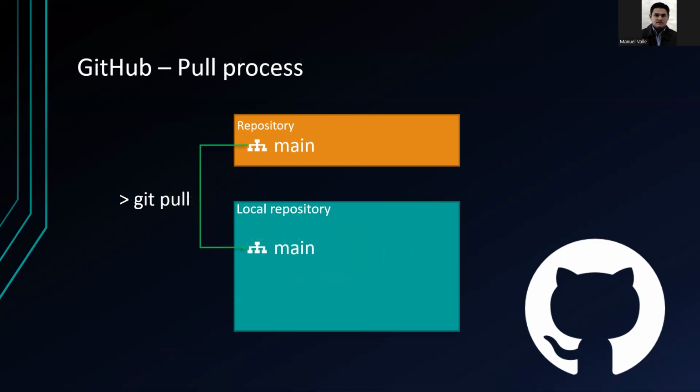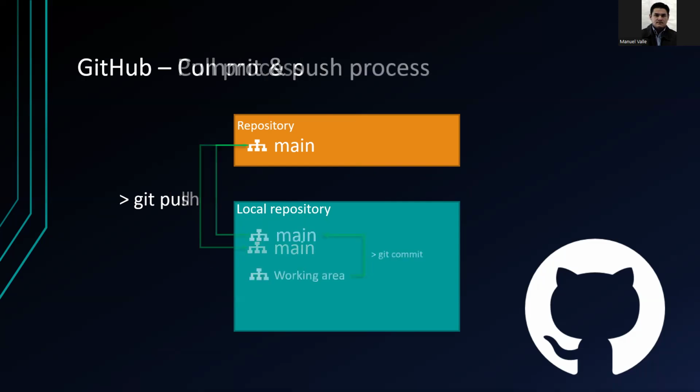Then after we complete the code in the working area, we use the second command, which is git commit. Well, before the git commit, there is another command, which is git add. The git add is for highlighting the main branch that we have some changes that we want to include into this main branch. After those changes are in place with the git add, then we use the git commit to move those changes located in the working area into the local main branch.